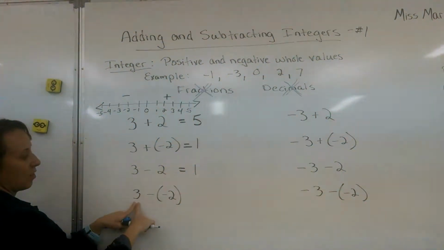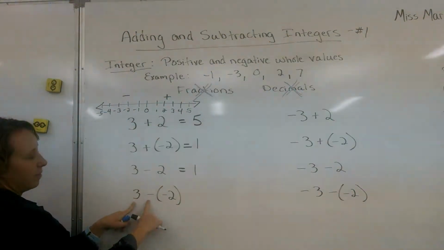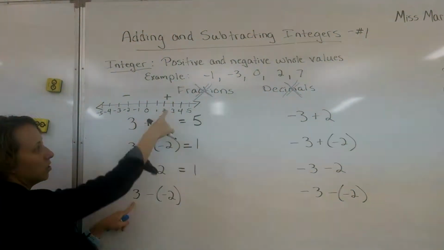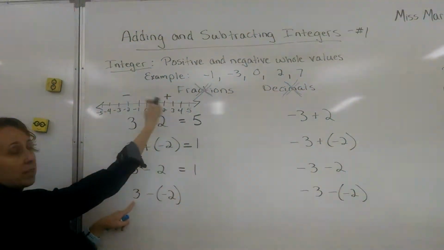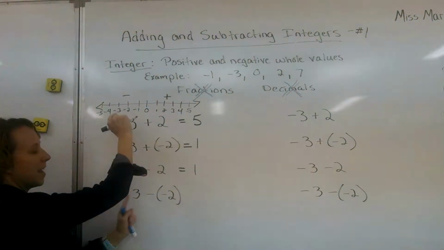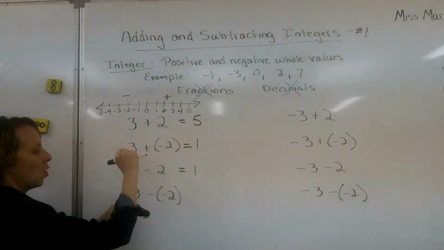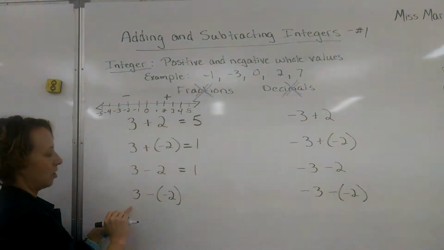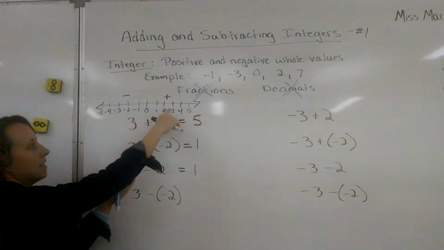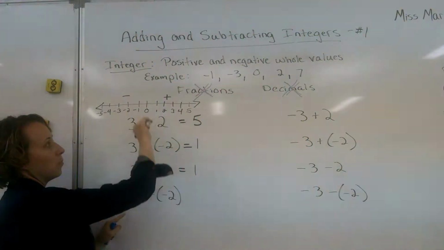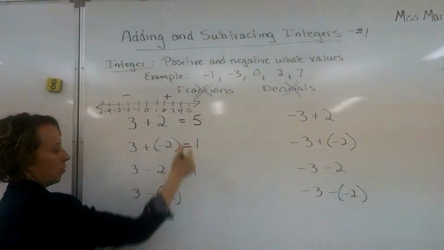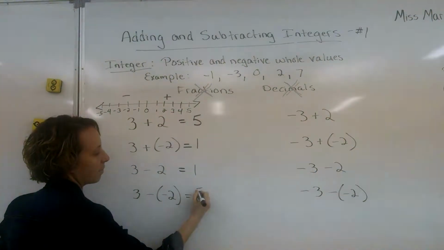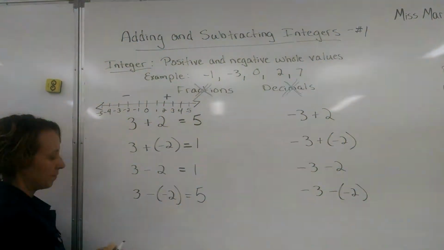And last but not least, 3 take away -2. Starting at 3, I'm going to take away, so I think I want to go this way, but I'm taking away something negative. When you take away something negative, it actually moves you in a positive direction. 3, taking away -2 will actually push me more positive. 1, 2. I'm going to end up moving up to 5.